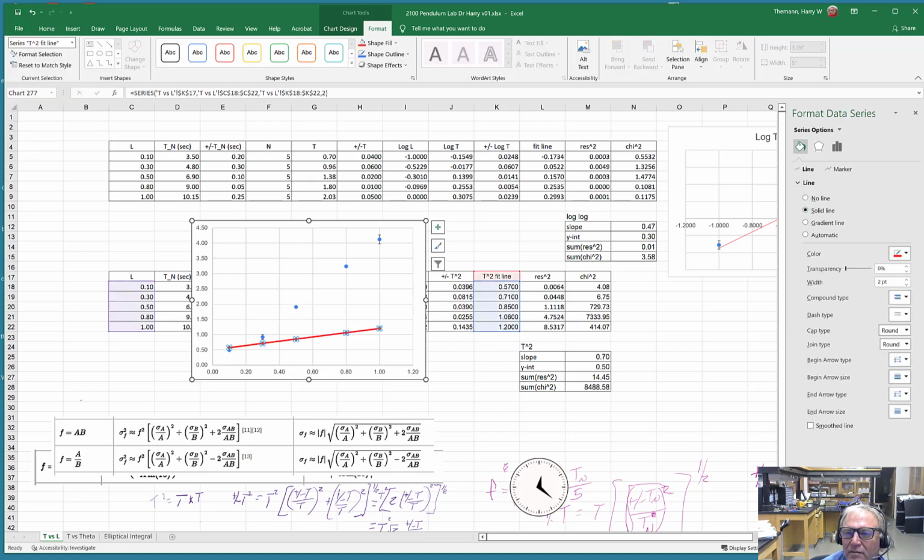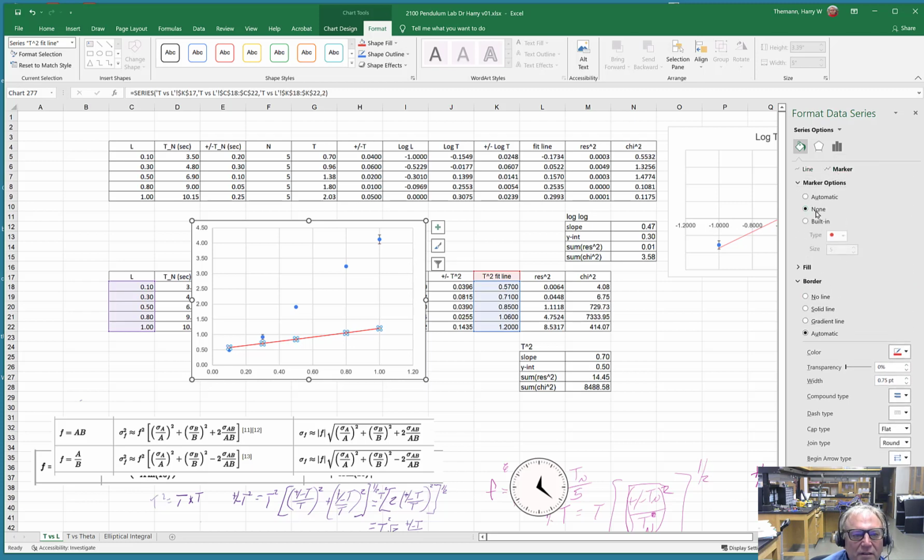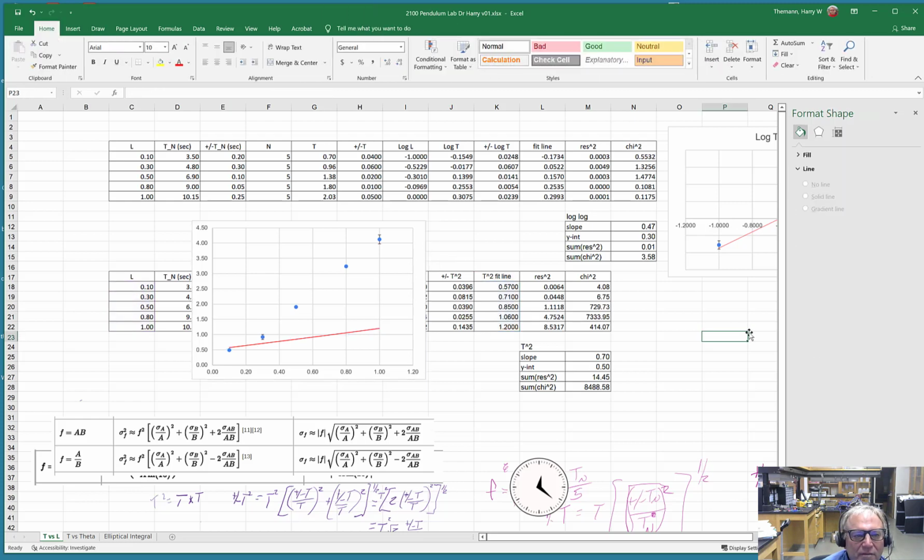Now format, and we want to format the fit line. And again, we like our solid line, and I want to eliminate the marker. Far out. Okay, so obviously that could be better.